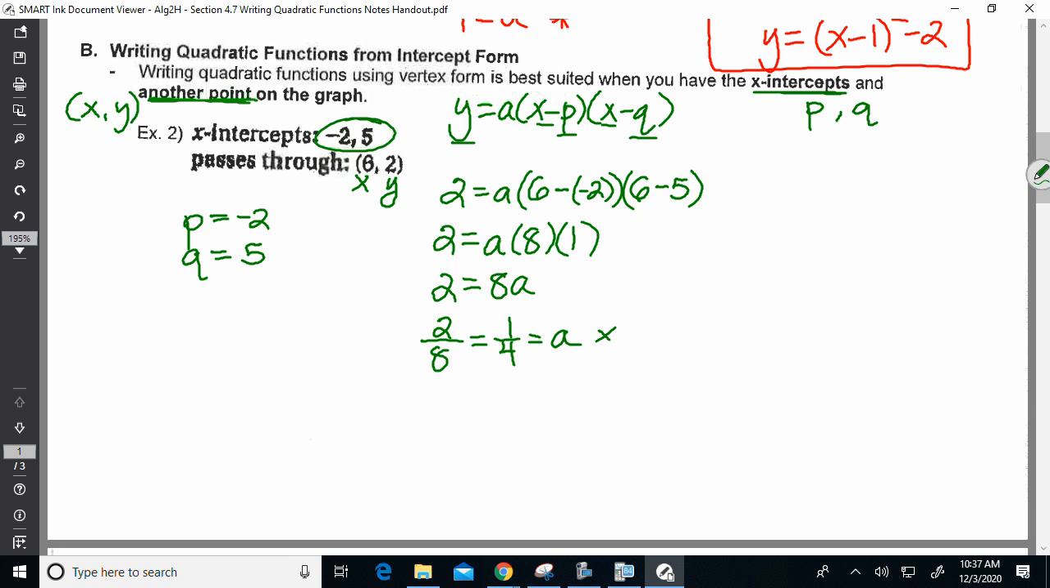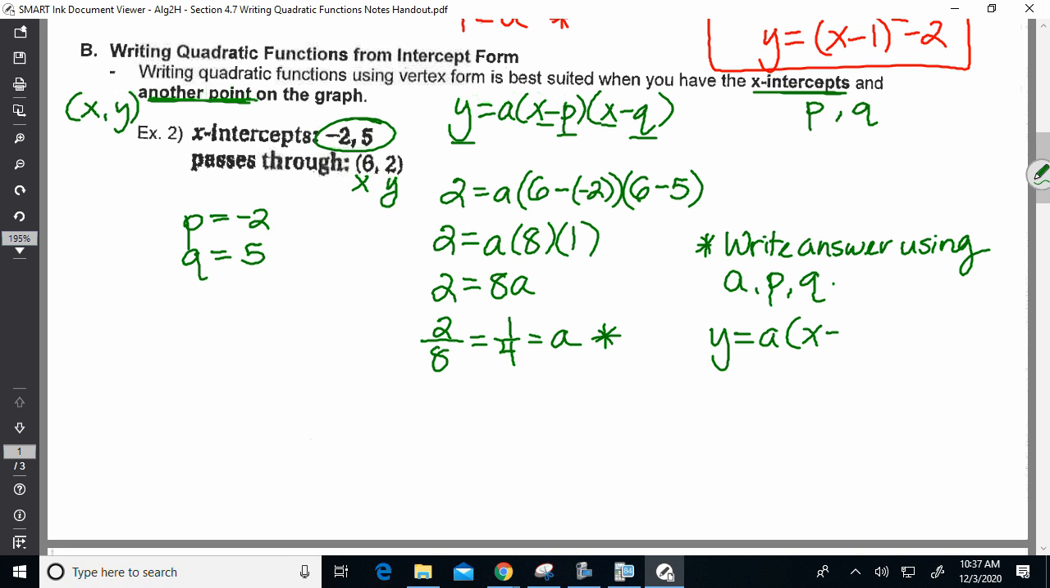Alright, so we got A. We need it to write the function. So again, we write our answer using A, P, and Q. We don't use the X and Y value anymore after we get A. So there's our formula.